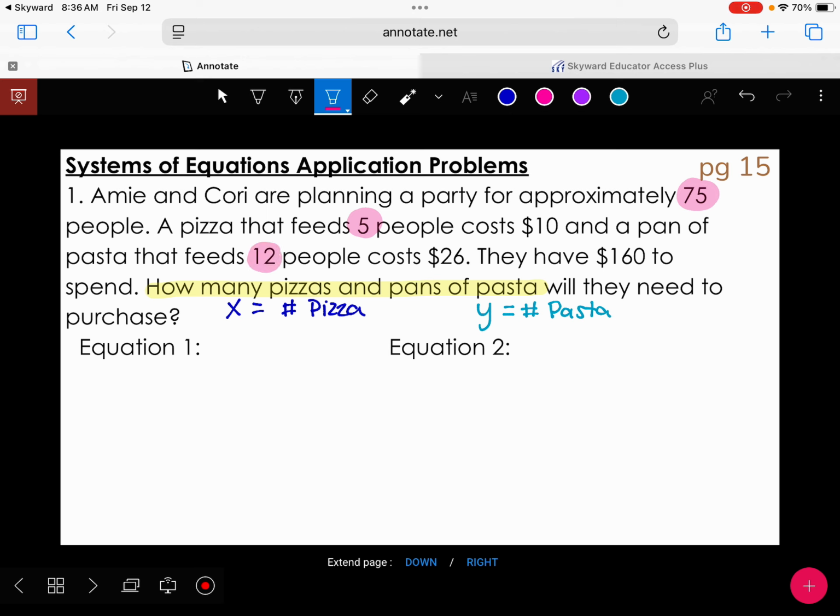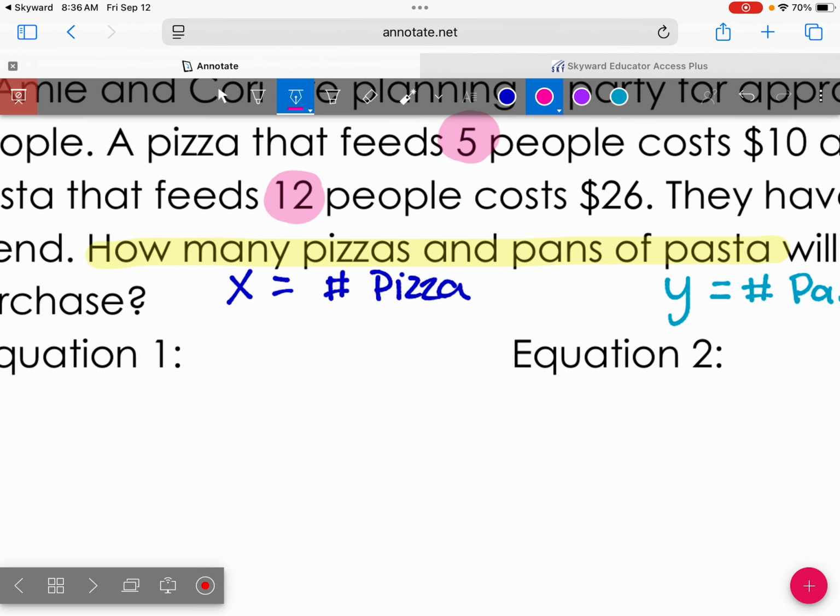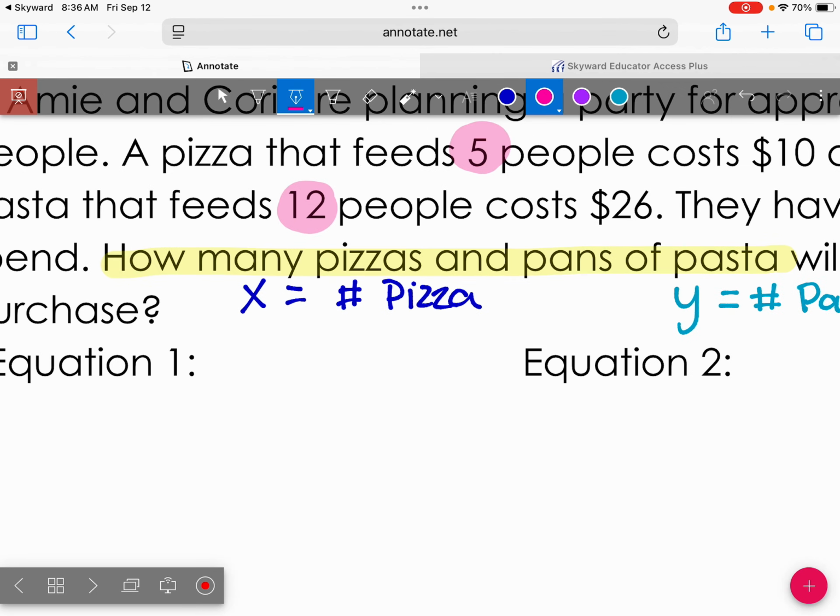So each pizza feeds 5 people. Each pasta feeds 12 people. And we want to feed 75 people. How could I write that as an equation? If each pizza feeds 5 people, how can I write that? 5x.